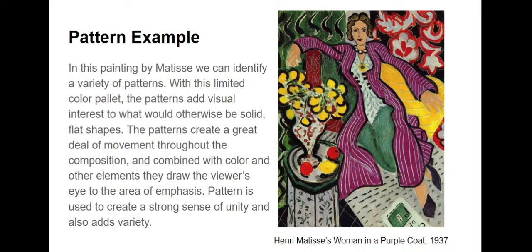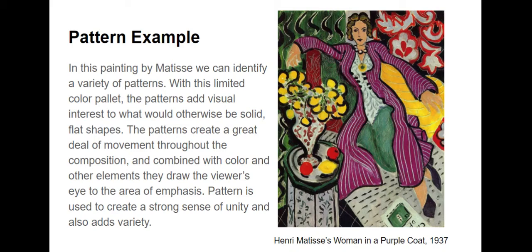The patterns create a great deal of movement throughout the composition. That's particularly noticeable on her jacket, the way the lines curve over where you would have curves in the fabric. And they go from the top all the way down to the bottom and almost look like it's flowing because of that. You wouldn't necessarily have that same effect if it was just solid purple with no pattern over top.